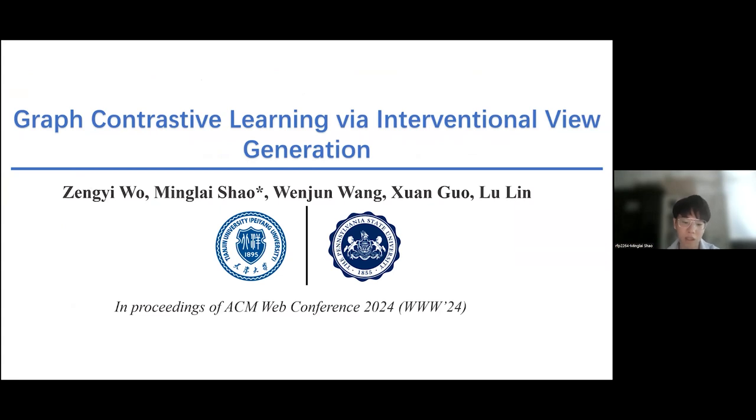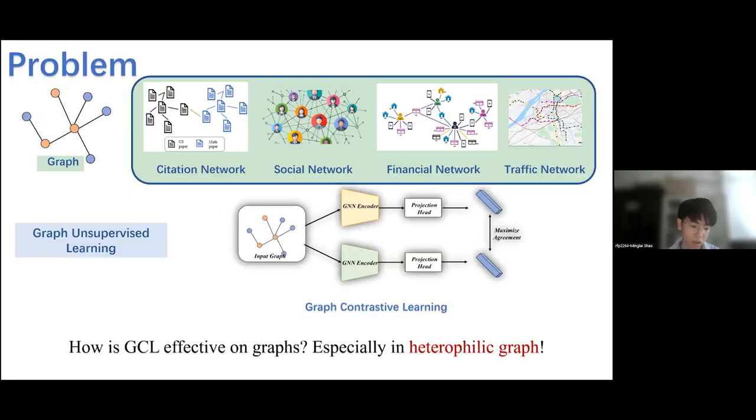Tianjin University. Today, I'm excited to present our research work, Graph Contrastive Learning via Interventional View Generation. This collaborative endeavor was made possible through the partnership with our esteemed colleague, Lin Lu from PSU.